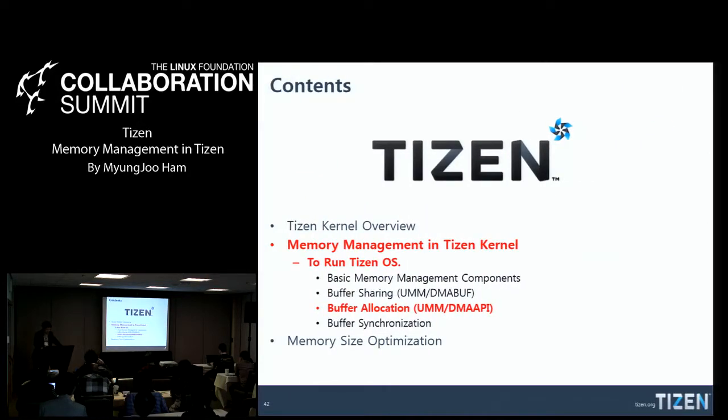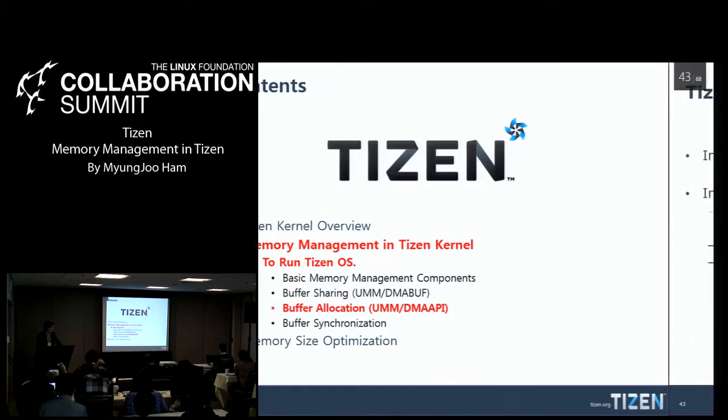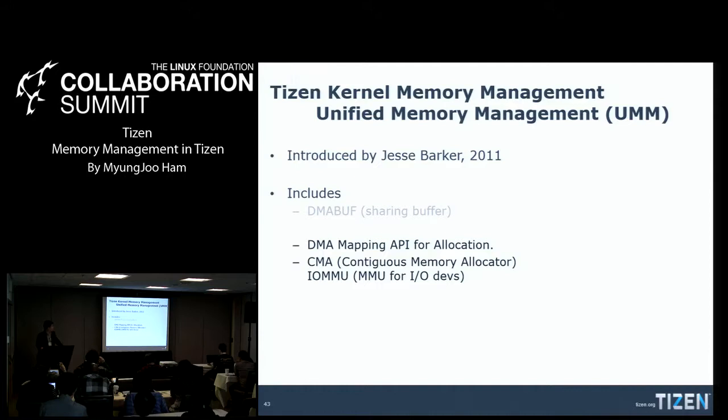So, I'm going to describe a bit about buffer allocations. With the unified memory management, we have used DMABUF for sharing buffers, and we have used the same UMM for allocating buffers via the standard framework. The DMA mapping APIs are used to allocate memory chunks or buffers for DMA devices, and it includes CMA, the Contiguous Memory Allocator, and IOMMUs. Well, CMA has been developed in Samsung for 2 or 3 years, and then it has been merged to mainline.